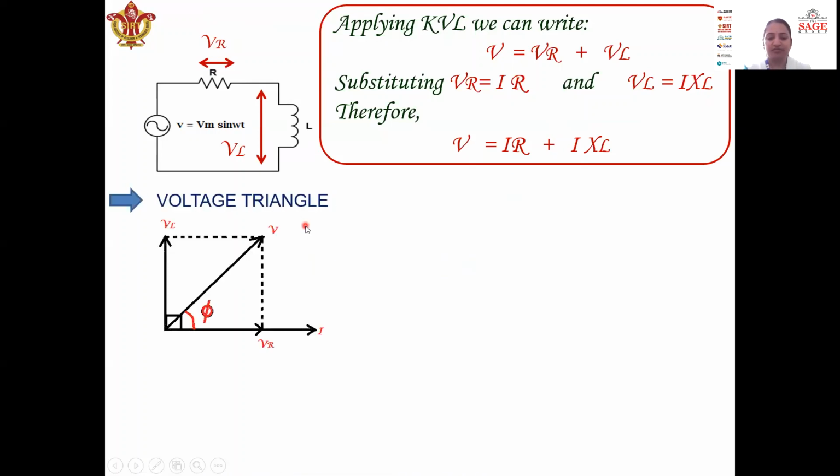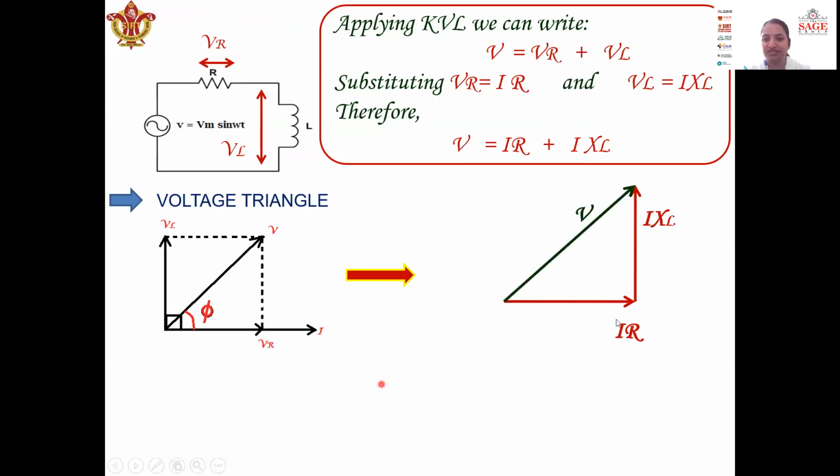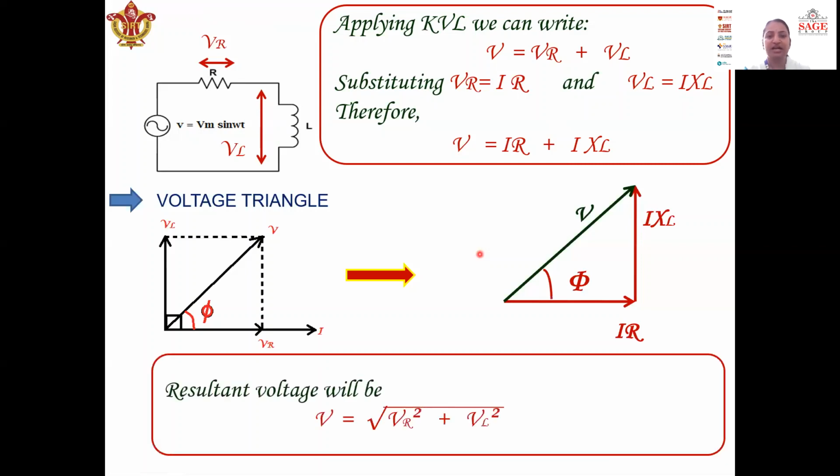So this is the voltage triangle we have to draw. The voltage triangle is the triangle of voltages for this particular series circuit. This x-axis is showing VR, and this y-axis is showing VL, that is I into XL, and the resultant voltage has been drawn here like this. So this is the voltage triangle drawn with the help of the phasor diagram, and this is the phase angle between VR and V. As far as the resultant magnitude is concerned, the capital V would be under root of VR square plus VL square.